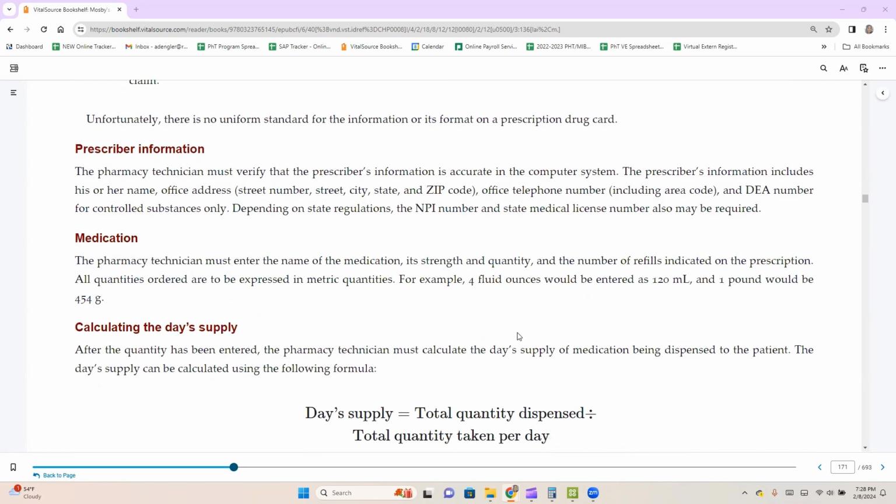The pharmacy technician must verify the prescriber's information is accurate in the computer system. This includes the name of the doctor, the office address, the telephone number, the DEA number, and depending on state regulations, the NPI number. The pharmacy technician must enter the name of the medication, its strength and quantity, the number of refills indicated on the prescription, and all quantities ordered are to be expressed in metric quantities. So if we got a bottle of ibuprofen for a patient and the doctor writes dispense 4 fluid ounces, we would enter that as 120 ml.